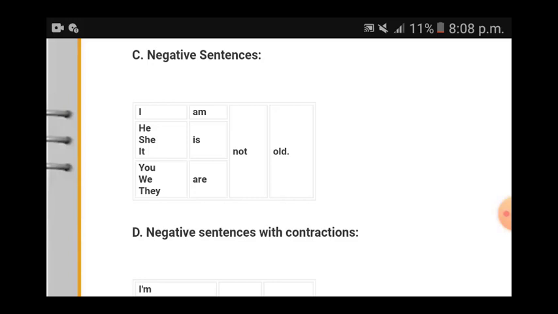In this column, we have the pronouns I, he, she, it, you, we, they. In the second part, we have the verb to be am, is, are. To write a negative sentence, we need the word not. لنكتب جملة منفية نحتاج للأداة not. أداة النفي not. We put the word not after the verb to be am, is, are.